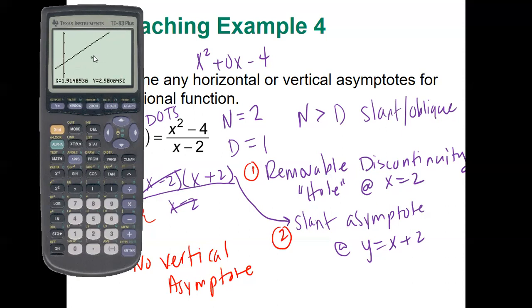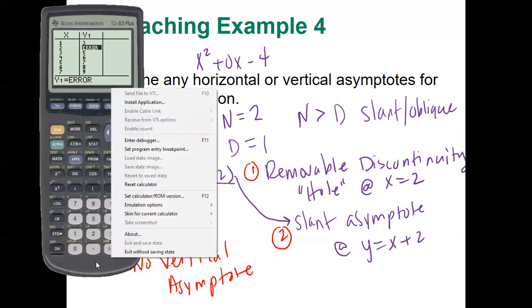Still can't even see it, but if you go to the table and go to 2, you'll see at 2 it'll say error. And the reason there is an error is because there's a what? A hole in the graph. Yeah, it's literally a hole. A little tiny hole in the graph at (2, 4). I think you can see it better on Desmos, just not on this one. All right.